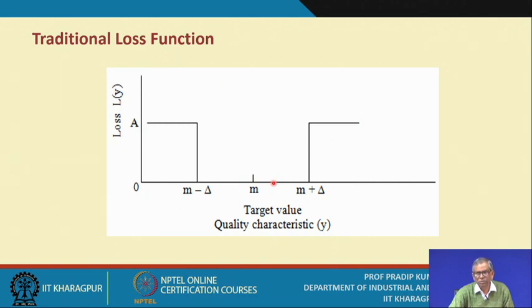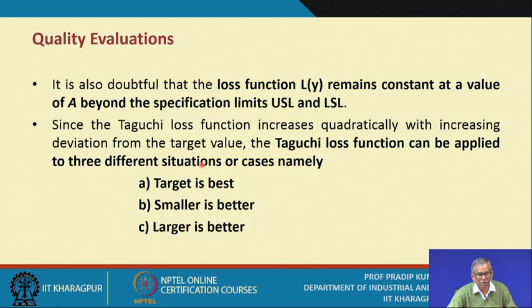as you deviate more from the target value, obviously you will be incurring more loss. It is not that it remains the same till you reach the limiting value, that is the upper specification limit or the lower specification limit, and if you cross this value, immediately the loss shoots up to A. That means the loss is assumed to be a step function. Okay. So in the majority of cases, this sort of step function approach is not valid.